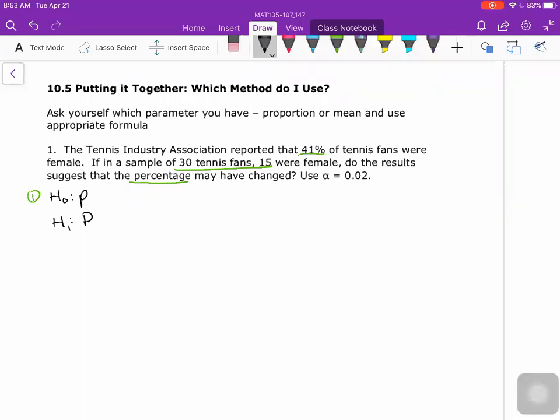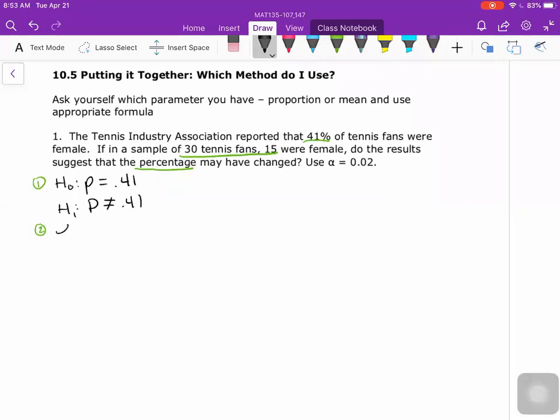The null value is going to be that reported value of 41% of tennis fans, and we're going to convert that to a decimal, so P equals 0.41. The claim is whether or not this percentage has changed, so the alternative is going to be P is not equal to 0.41. Step 2, we state our level of significance. In this case, alpha equals 0.02.